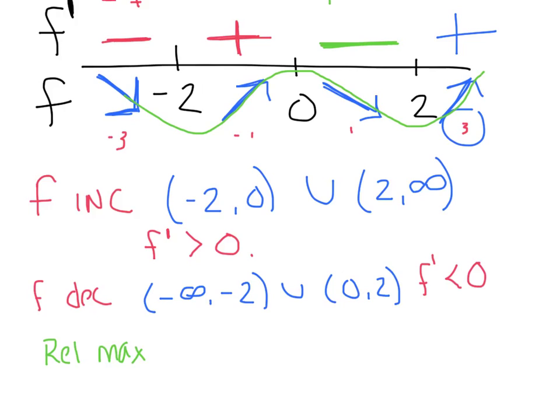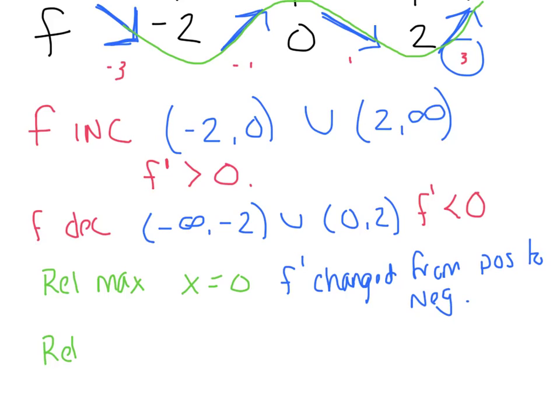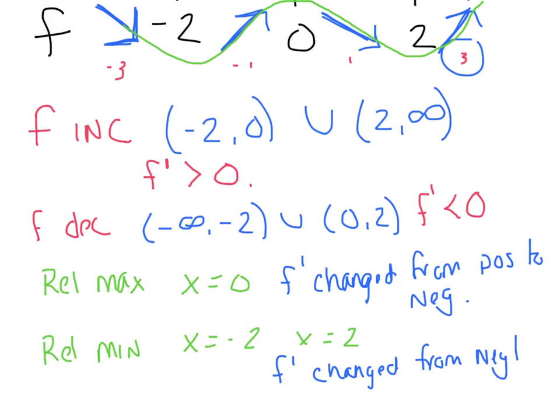There you go. We have a relative max at x equals 0. Justify. How do you know it's a max? Use calculus. F prime changed from positive to negative. That's what we're looking for. I have relative mins at x equals negative 2 and x equals positive 2. How do I know? Use calculus. F prime changed from negative to positive. And again, that's simple.